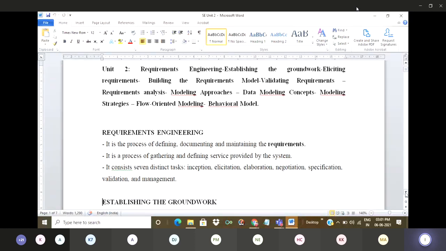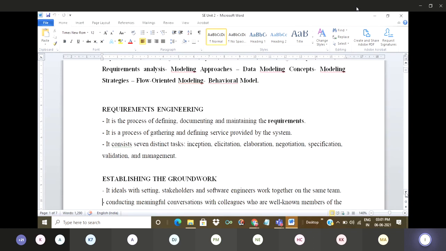So what does it mean by requirement engineering? This is the process of defining, documenting, and maintaining the requirements. These are definitions which cannot be changed. It is the process of gathering and defining services provided by the system. So first we have to define, then document, then maintain the requirements. It has seven distinct tasks: inception, elicitation, elaboration, negotiation, specification, validation, and management.